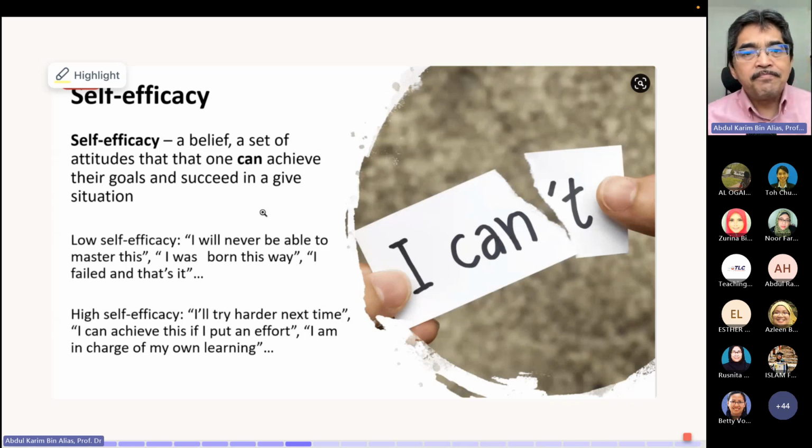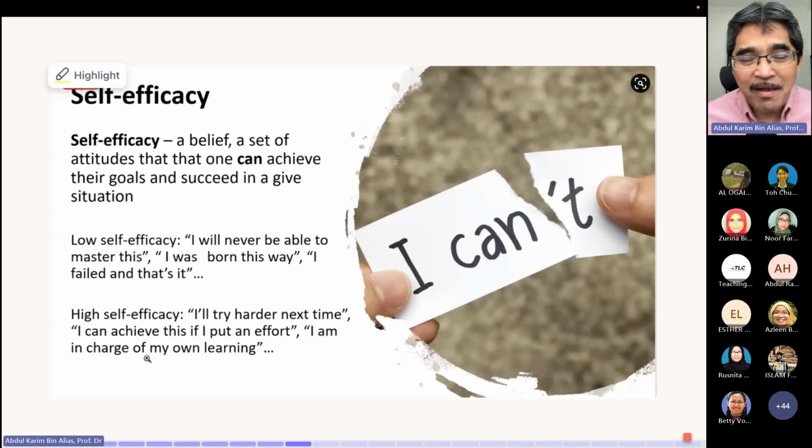Yeah. So when you have low self-efficacy, then you probably have this kind of dialogue. I will never be able to master this. I was born this way, so you just accept. I fail, and that's it.